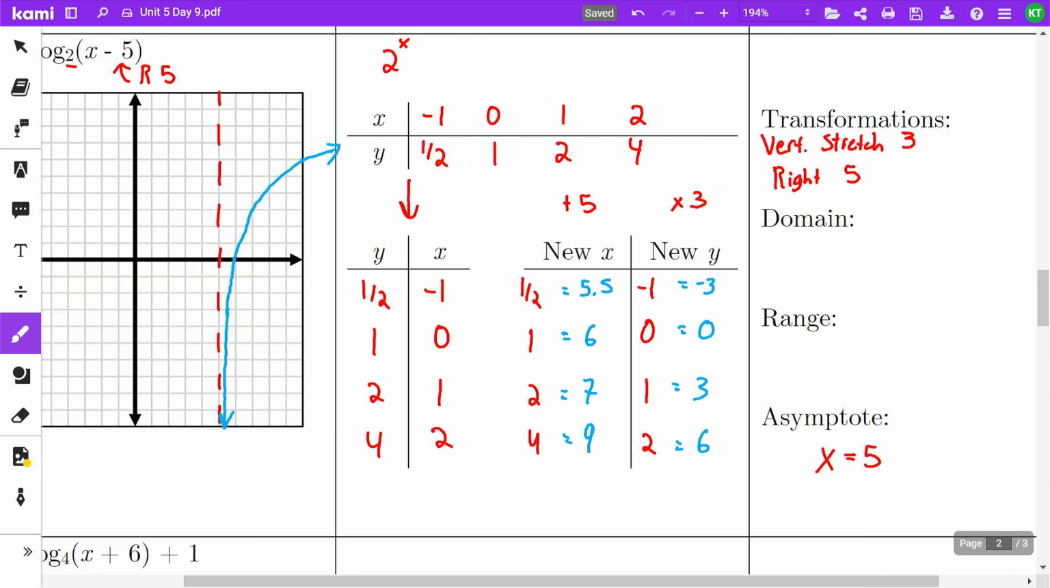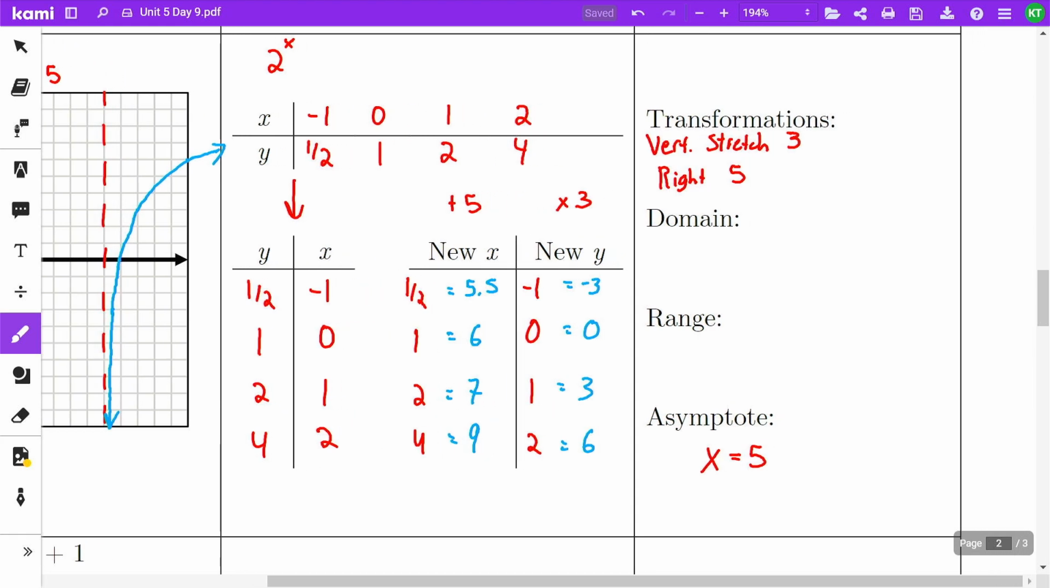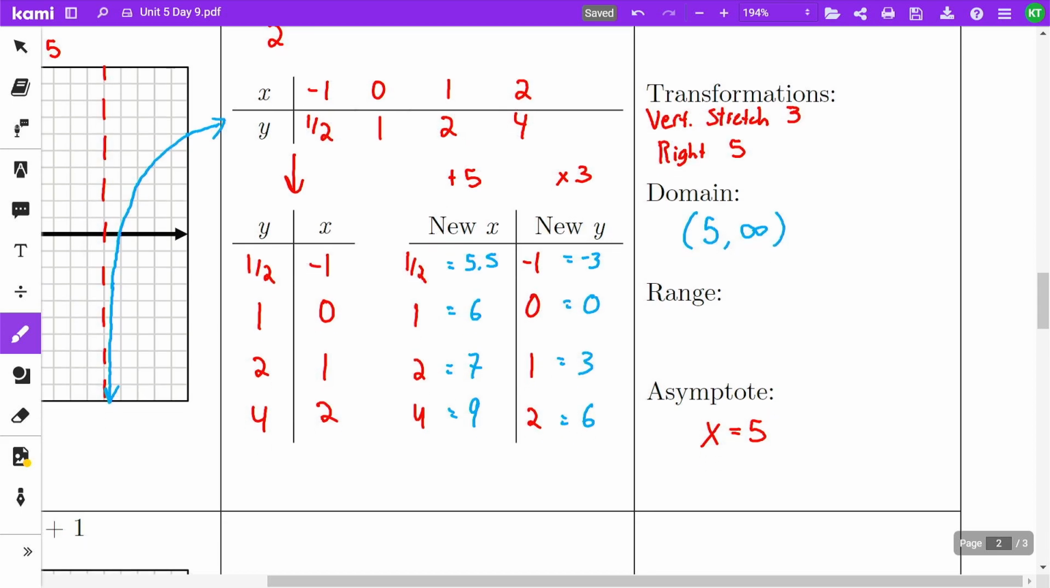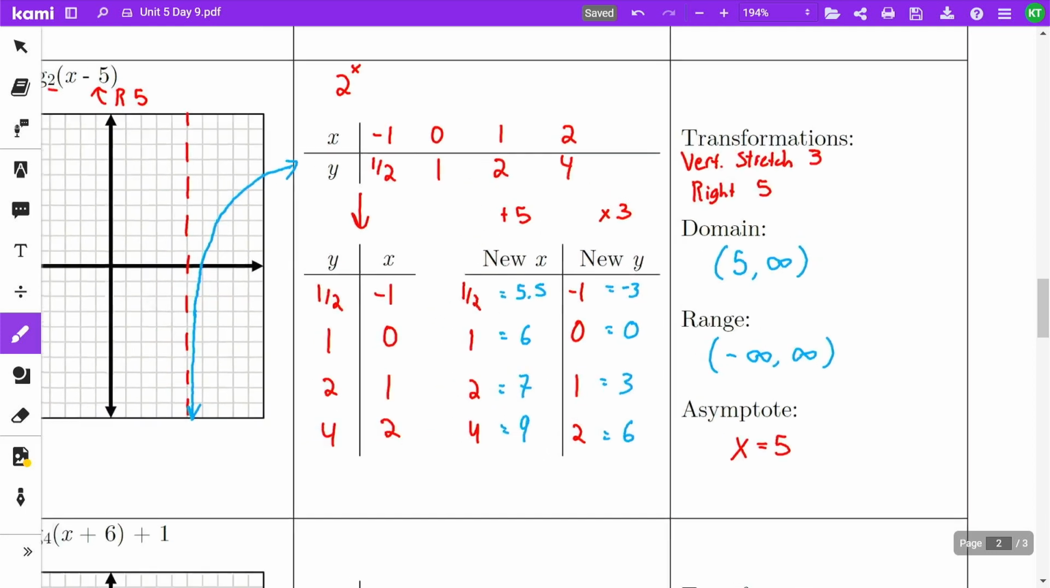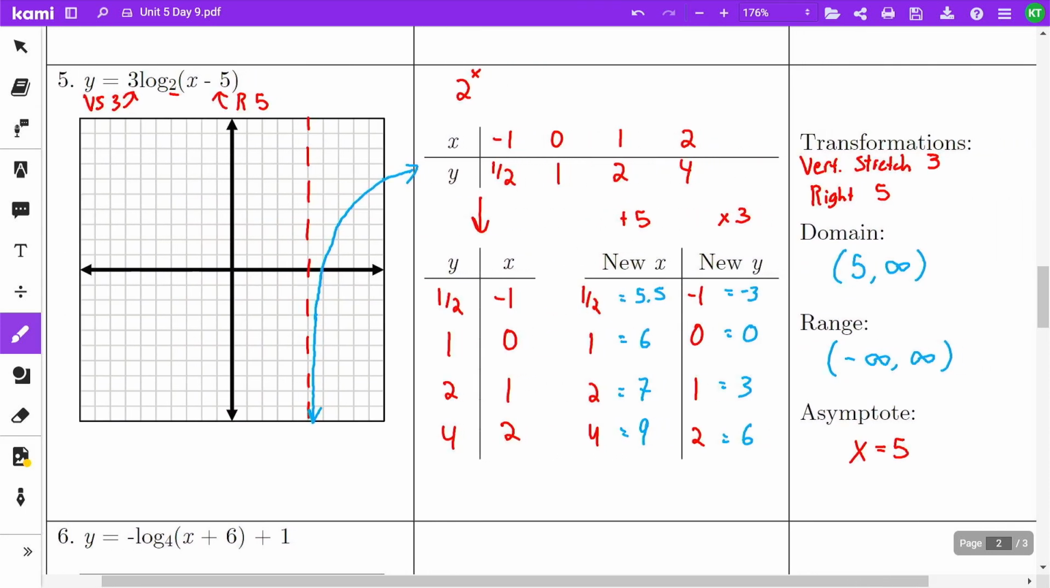So my domain will be restricted due to my asymptote. It will go from where my asymptote is at x equals 5 to infinity. And then my range, though, will not be, so it's going to be all real numbers, so negative infinity to infinity. And that is graphing example number 2.